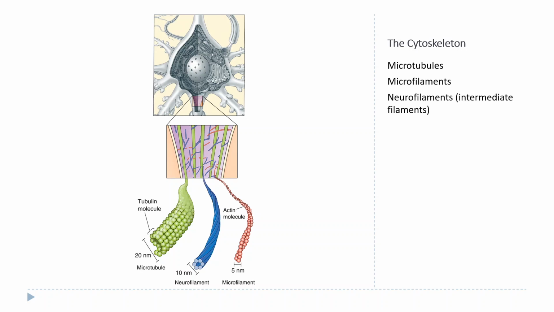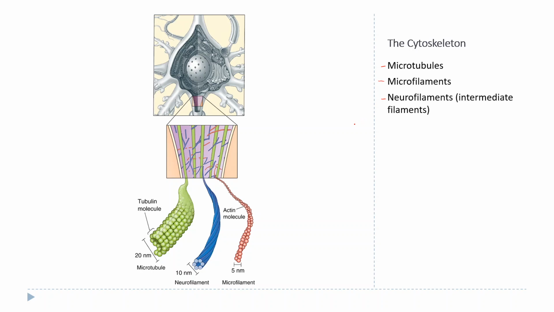It's important. These components are important for moving stuff around within the cell. Also, especially when cells are growing and developing and migrating to different parts of the brain, the cytoskeleton is important there as well. And there's three main types of fibers. You have microtubules, microfilaments, and neurofilaments, which in other kinds of cells are just called intermediate filaments.